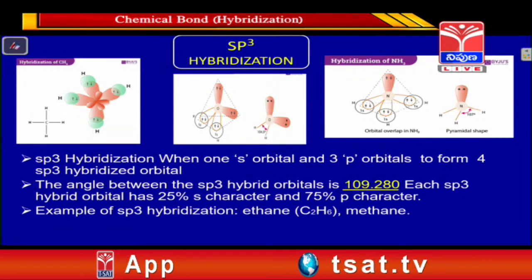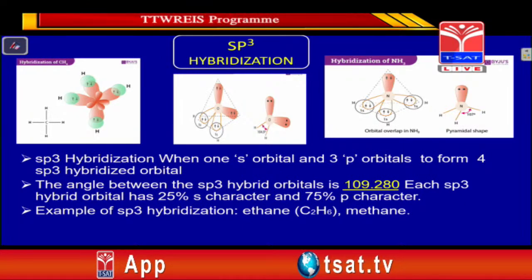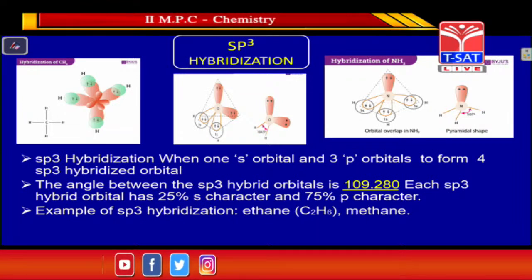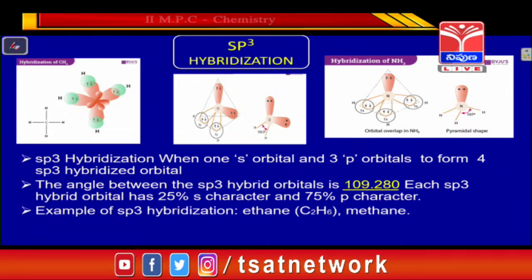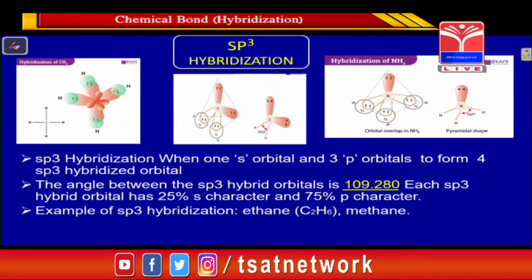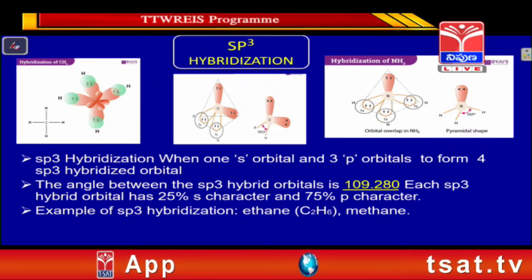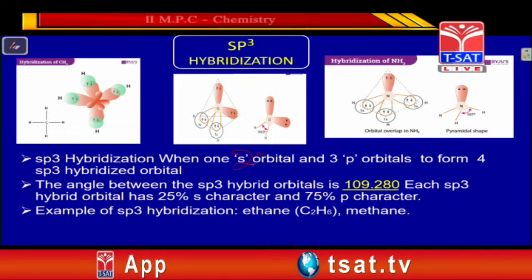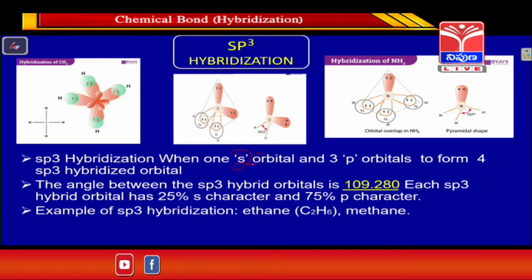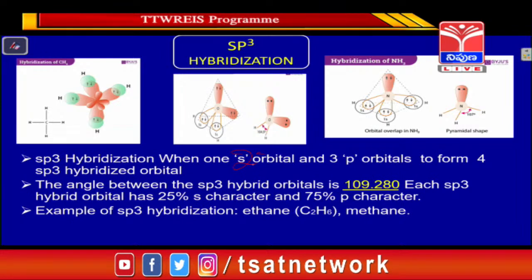The angle between these sp3 hybridized orbitals is 109.28 degrees. Each sp3 hybrid orbital has 25% s character and 75% p character. An example for sp3 hybridization is ethane. This is the best example.